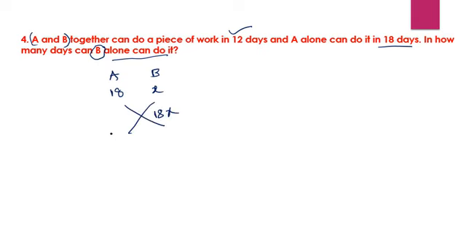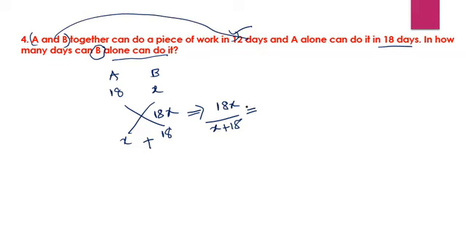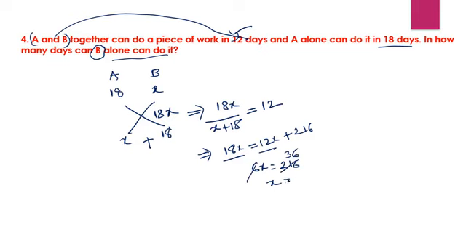18 into X is 18X. 18X by X is 18 for A, and 18X by 18 is X for B. So both can complete the work in LCM 18X divided by the sum of individual works, X plus 18. Already it is given in the question that A and B together can do the work in 12 days. So this equals 12. Cross multiply: 12X plus 12 times 18 is 216. So 18X minus 12X, 6X is equal to 216. X is equal to 216 by 6, so X is equal to 36. X is nothing but B's days. So B can complete the work in 36 days.